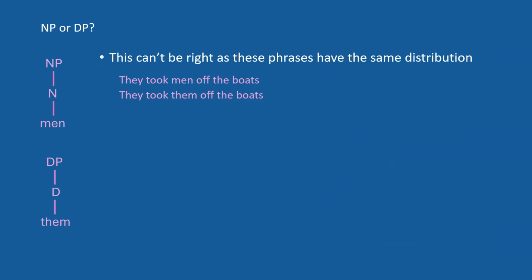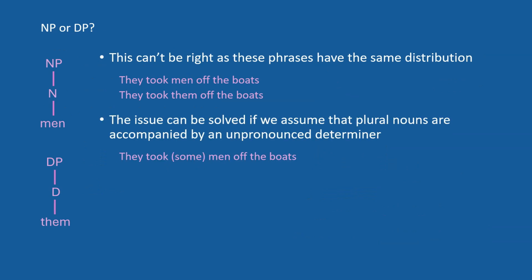We can solve this issue if we make a rather more abstract assumption about the structure of one of them. In particular, we could claim that plural nouns are actually not nouns which appear without determiners, but they do appear with a determiner. It's just that the determiner itself is not pronounced. So they took men off the boats is really they took some men off the boats, but you just don't pronounce the determiner that accompanies it. Now, if that's the case, then these two phrases are uniformly determiner phrases. They both have determiners as heads with them.